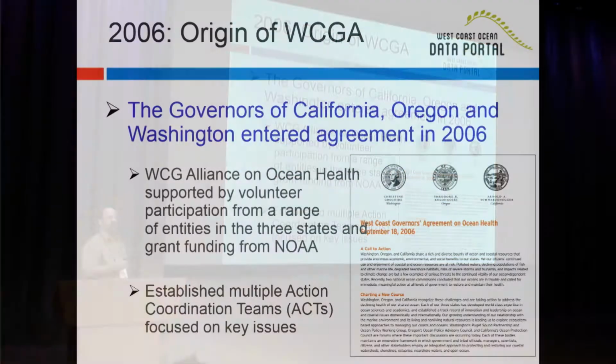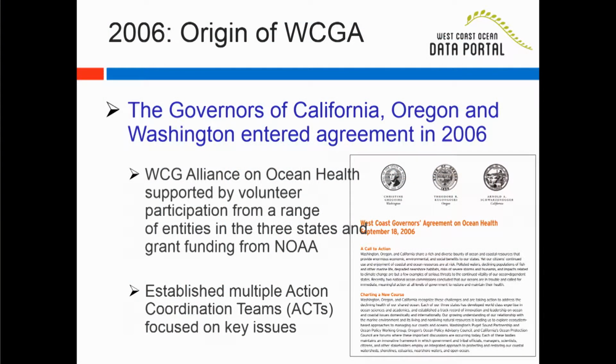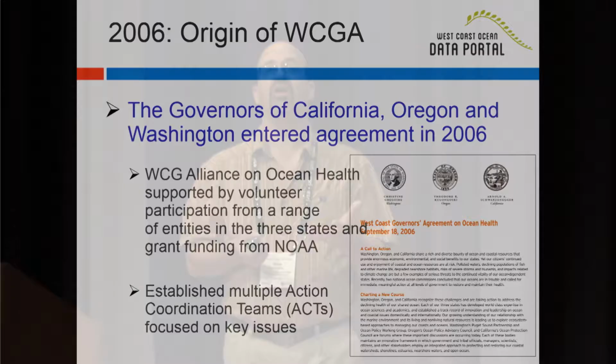So as I said, the WCGA, which is our predecessor organizational structure, came into being in 2006. And simply put, the governors of the 3 states on the West Coast at that time decided it would be a good idea to organize across state boundaries on ocean planning, because things don't stop at the border. We have currents, we have migrations, we have things moving around. So the idea was, let's get all of our state agencies and others interested together to work on these West Coast ocean health issues. And what they did at the time was very ambitious.